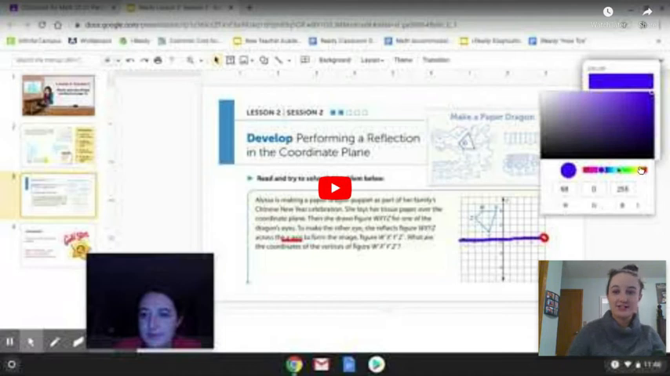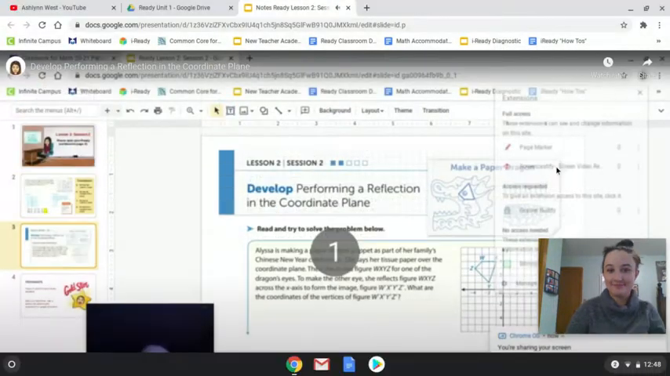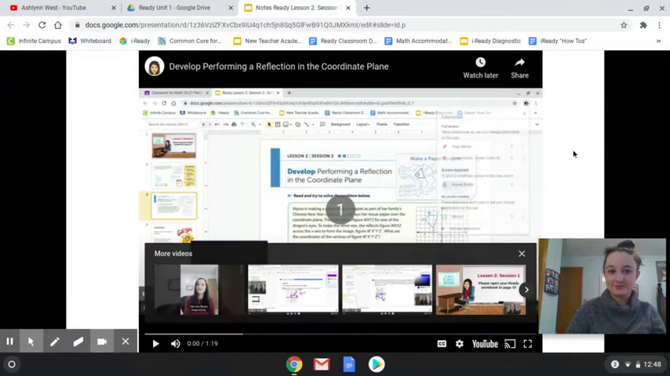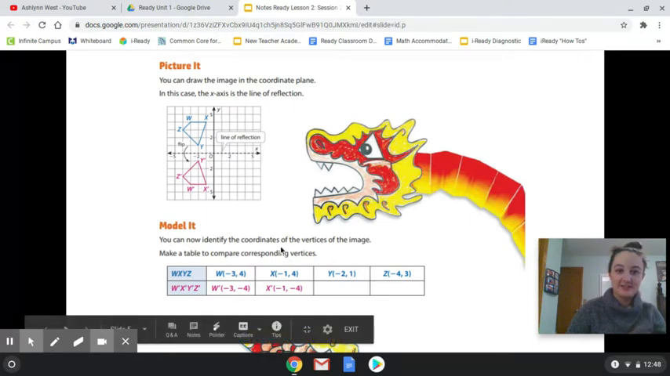Okay, so that's how you do that problem. Nope, let me just replay. So now we have the picture, so you can draw the image in the coordinate plane. We drew it right here. And we need to identify the coordinates of the vertices of our new image.